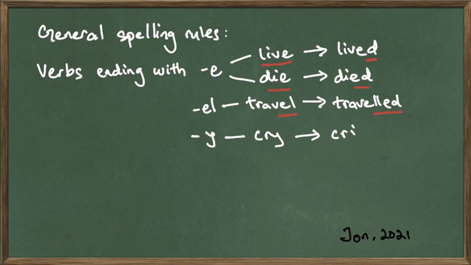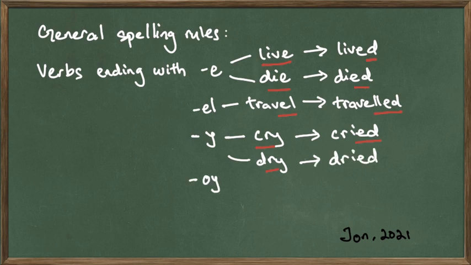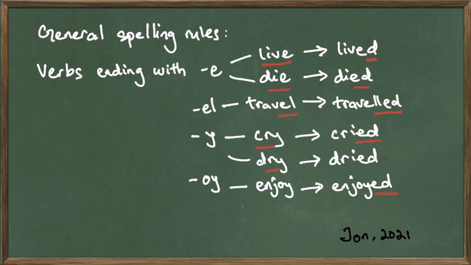What about words that end with Y? For example, cry, the spelling changes to IED, it becomes cried. The same for dry, it becomes dried. Now for verbs ending with the letters O and Y, for example, enjoy, it becomes enjoyed. So these are general spelling rules that you would probably need to memorize in order for you to remember when or when not to change the spelling.